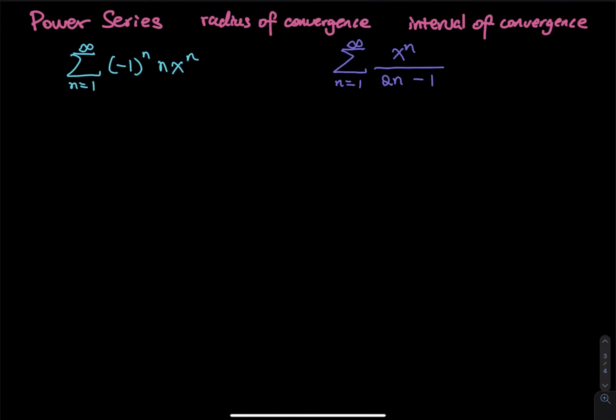For each power series, I want to determine two things. Number one, the radius of convergence. Number two, the interval of convergence. Trust me, this is a lot of work. So let's take a look at the blue power series.